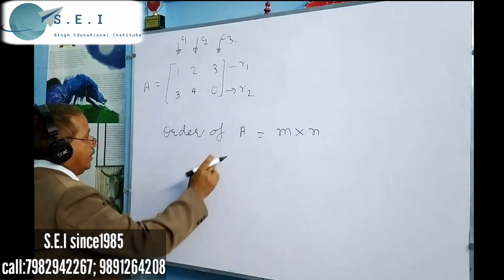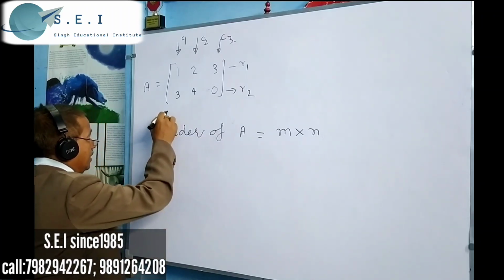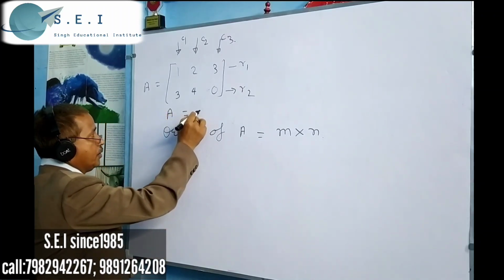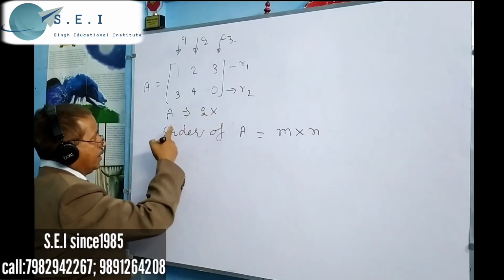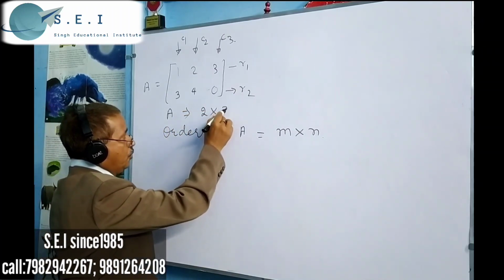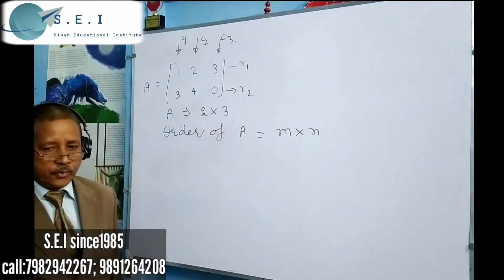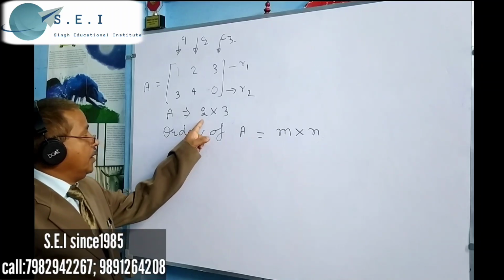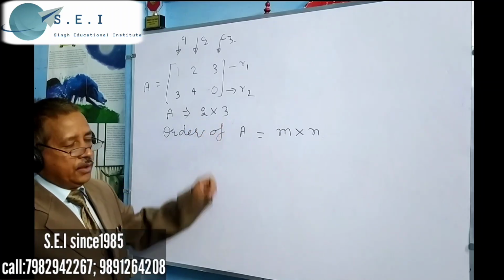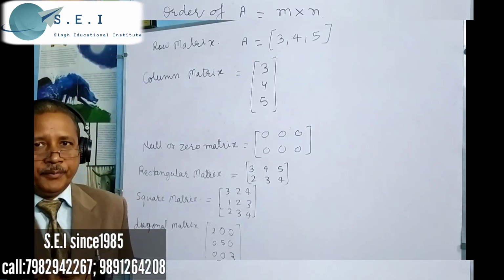In our example, this matrix has two rows and three columns. So the order of matrix A is 2 cross 3, and the total number of elements of the matrix is 2 multiplied by 3, which is 6. Types of matrices.